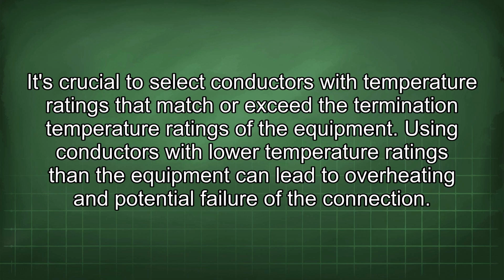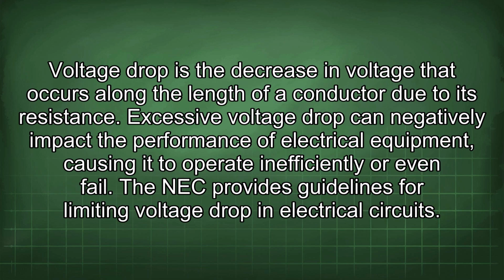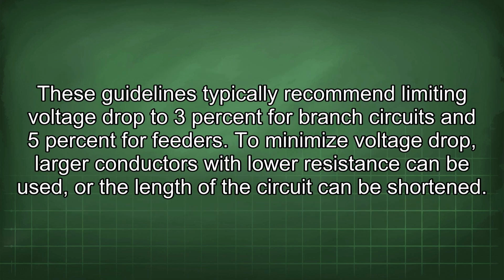Voltage drop is the decrease in voltage that occurs along the length of a conductor due to its resistance. Excessive voltage drop can negatively impact the performance of electrical equipment, causing it to operate inefficiently or even fail. The NEC provides guidelines for limiting voltage drop in electrical circuits. These guidelines typically recommend limiting voltage drop to 3% for branch circuits and 5% for feeders. To minimize voltage drop, larger conductors with low resistance can be used, or the length of the circuit can be shortened.